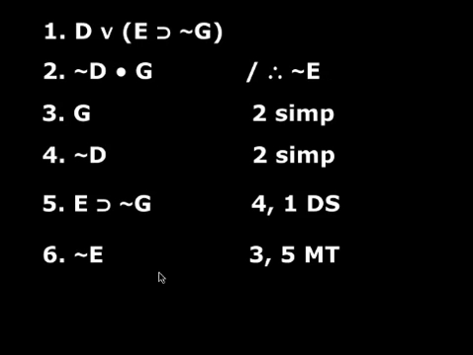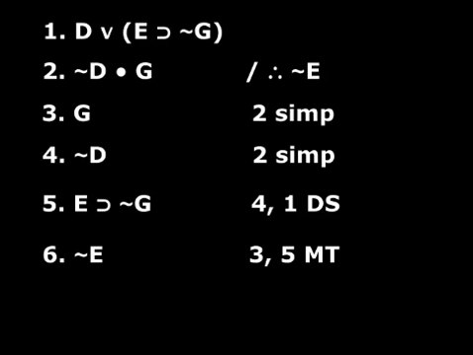So we got this by using the rule of modus tollens on 3 and 5. Okay. 5 is a conditional, 3 is the negation of the consequent, so by modus tollens we get the negation of the antecedent. So E becomes not E.